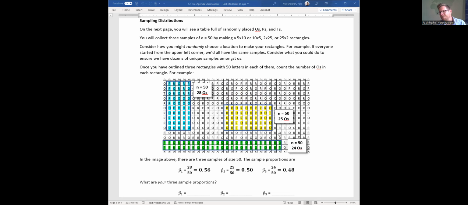Those are 3 different sample proportions. If I were to just say, what's the proportion of O's in each of those? This might say sample proportion 1, 28 out of 50 is 0.56 or 56%. Sample proportion 2 is 25 out of 50 or 50%. And sample proportion 3 is 24 out of 50 or 48%.